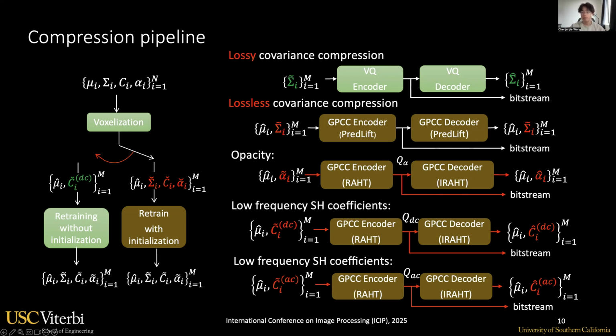As for color and opacity, for color, we first transform them to the YUV domain in a group of 3 and compress by GPCC configured to RAHT. For opacity, we also use RAHT, but it's a single channel. And for low frequency SH coefficients, high frequency SH coefficients, and opacity, we have 3 different quantization parameters. The final RD plots are essentially based on different combinations of these 3 quantization parameters and the selection of covariance compression modes.